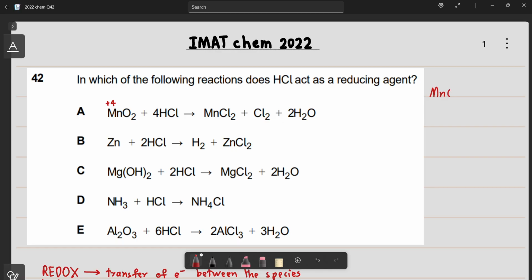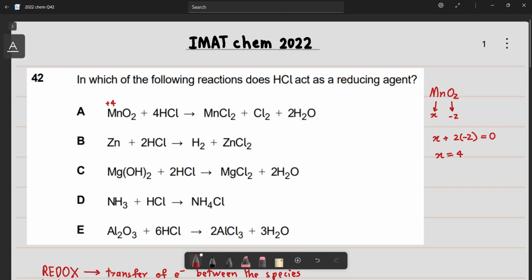For the compound I'm focusing on, manganese oxide, I'm going to consider manganese as X. For oxygen, I know it's a highly electronegative element, so its charge is going to be -2. This means X plus 2 times -2 is equal to 0, because it's a neutral compound and its overall charge is 0. So the value of X, the oxidation state of manganese, is 4. Since 2 times 2 is -4, you move that to the other side and it becomes +4.